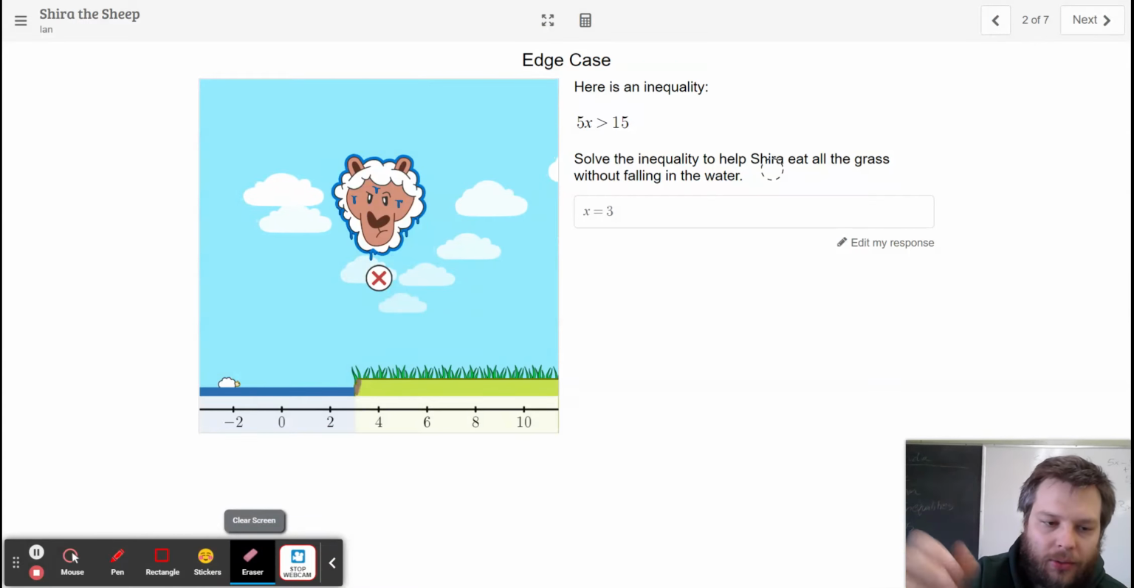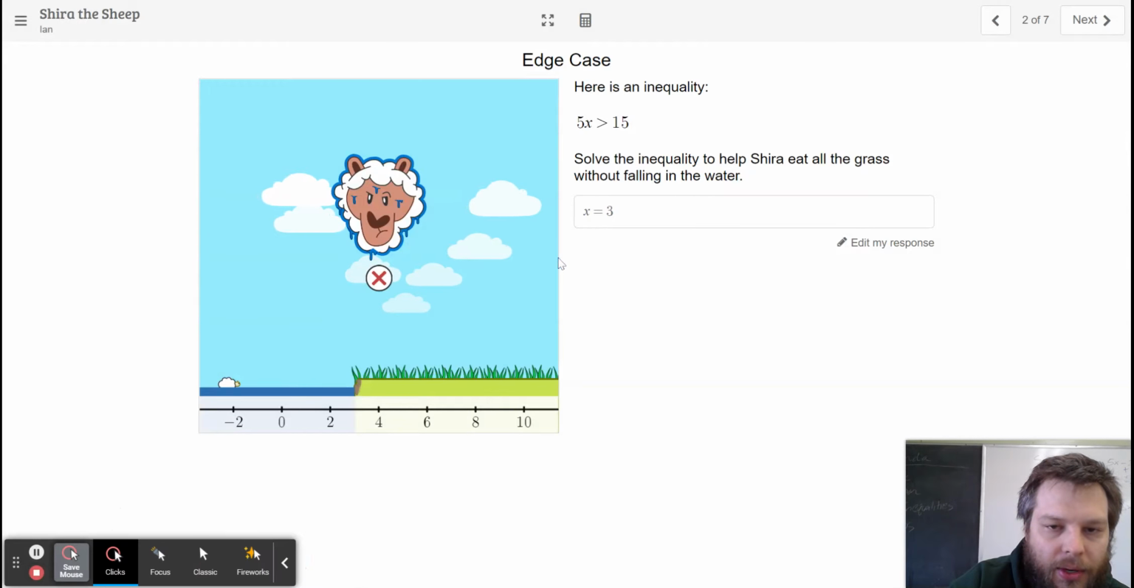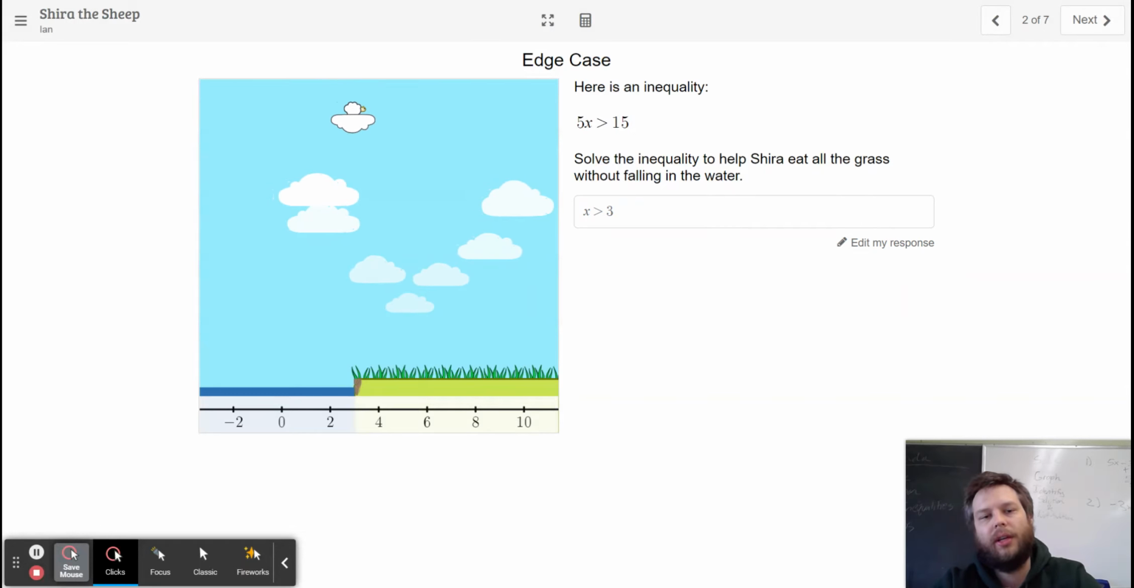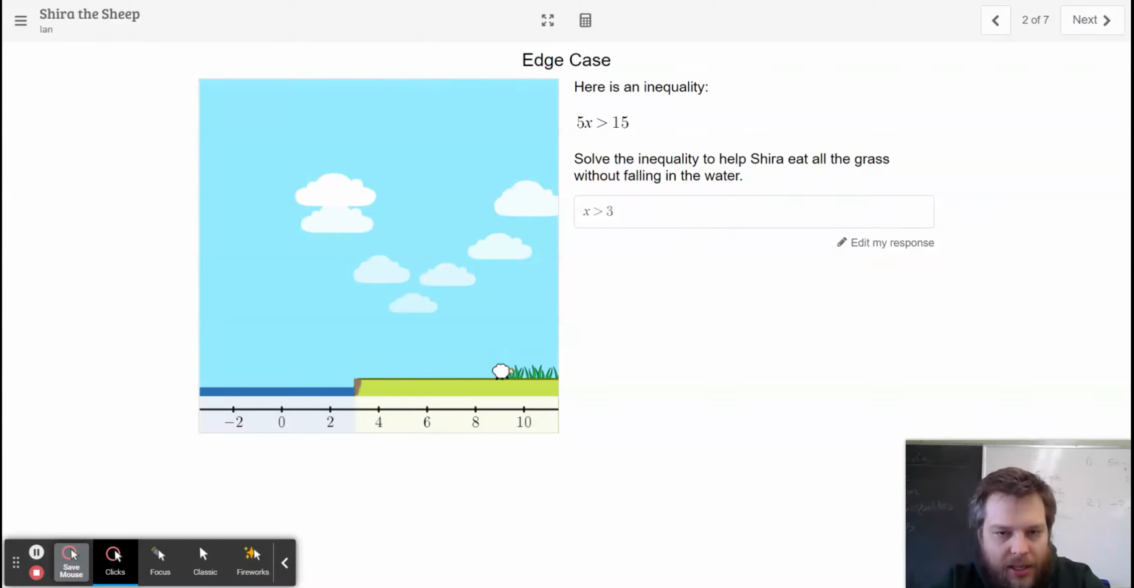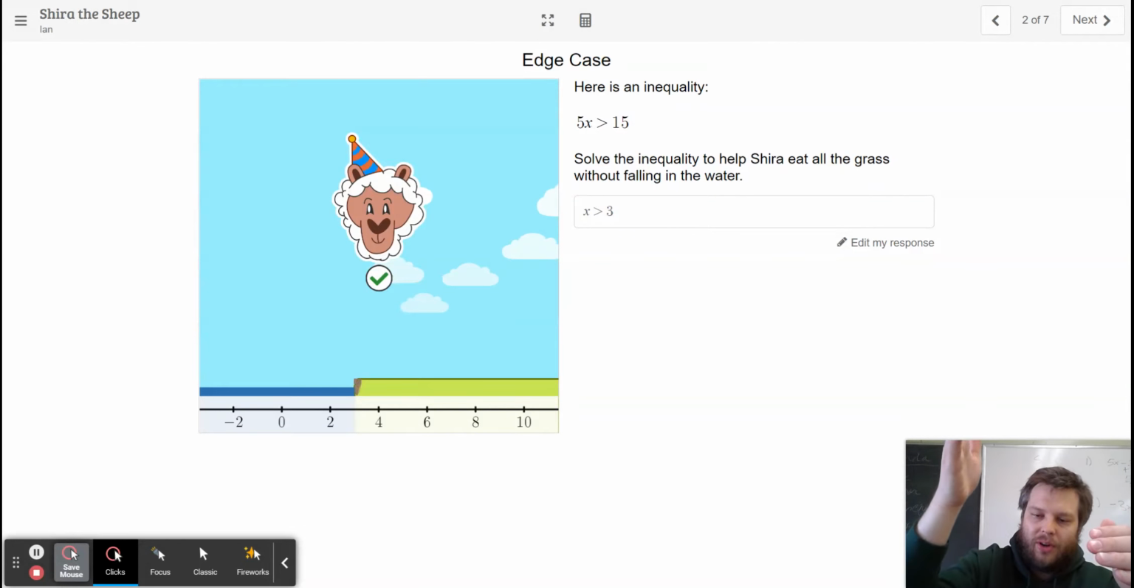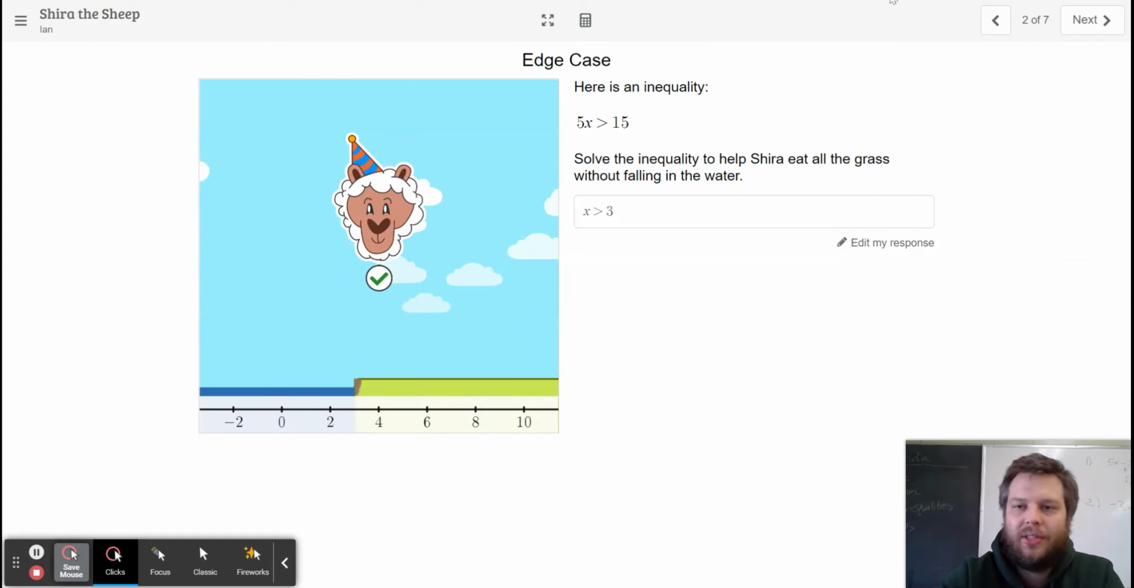Nobody wants wet wool. So what we have to do instead of saying x can equal 3 is just tell Shira that x is strictly greater than 3. Now Shira will land infinitely to the right of 3 and eat all the grass and will not fall into the water. That is a happy sheep. Notice that when I said x is greater than, Shira walked to the right. And in the first slide, x is less than, then Shira walked to the left. So you have where it lands and what direction the sheep goes.